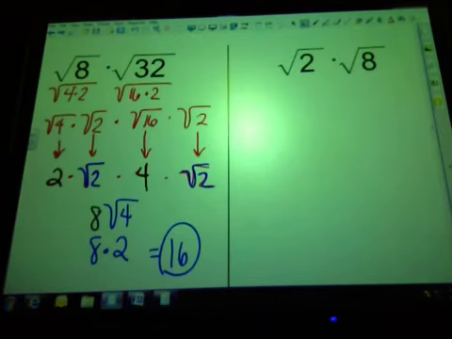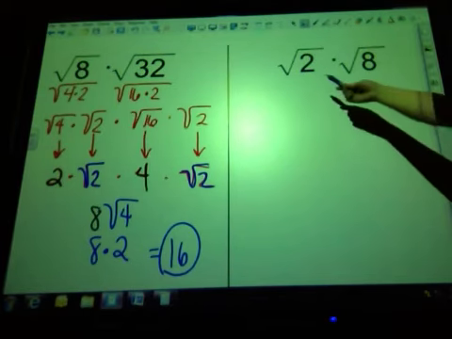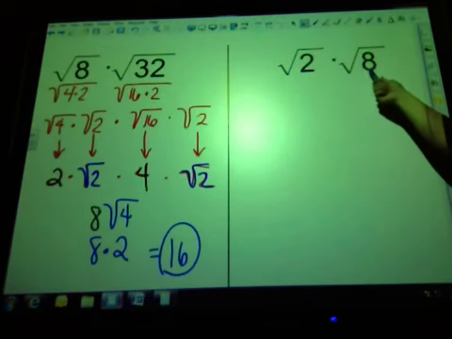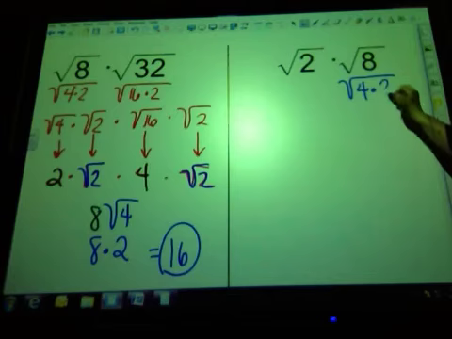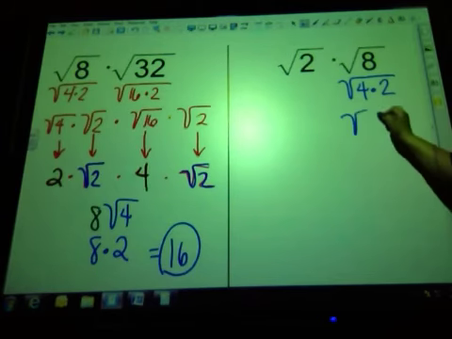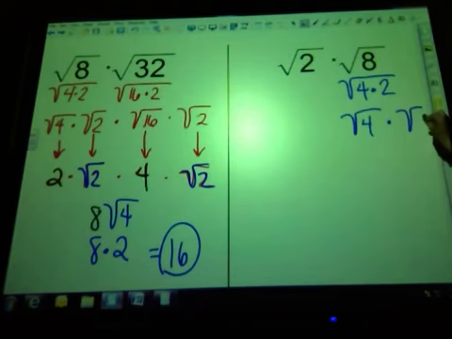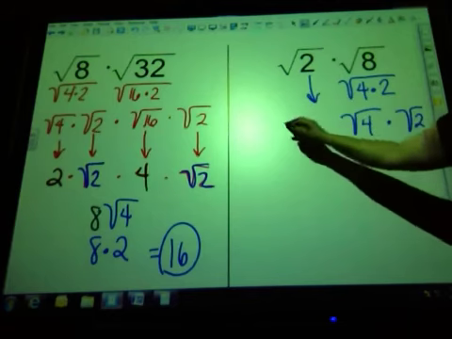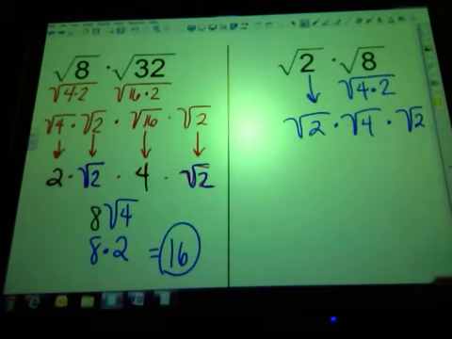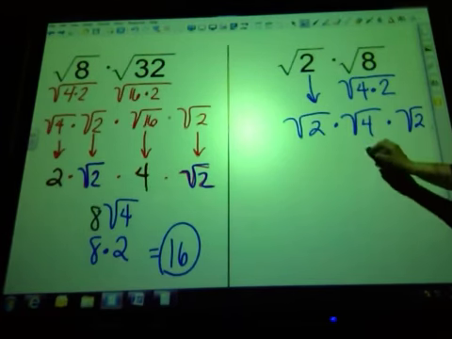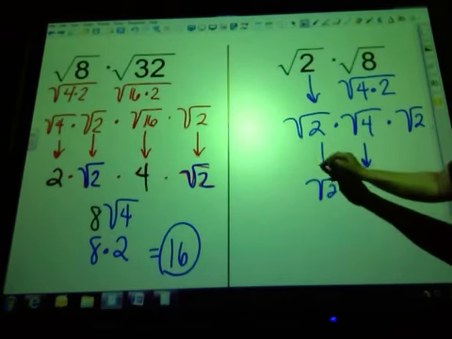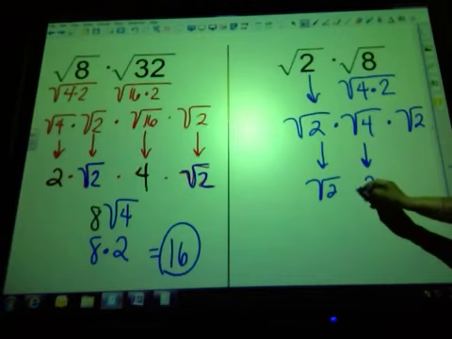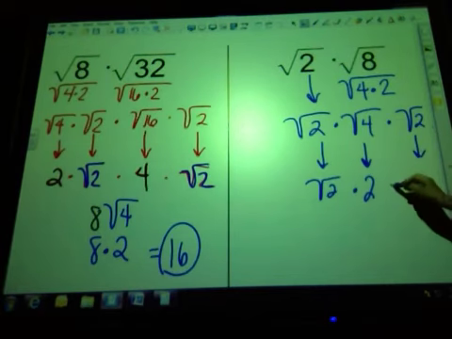On the right, we have square root of 2 times the square root of 8. We know that we can't do anything with the square root of 2, so we're going to focus on the square root of 8. Square root of 8 we can break apart into 4 times 2, or square root of 4 times square root of 2. Remember to bring down this square root of 2 also. The only one I can simplify is this one in the middle. So I'm going to bring down my square root of 2. Square root of 4 is 2. But bring down this square root of 2.